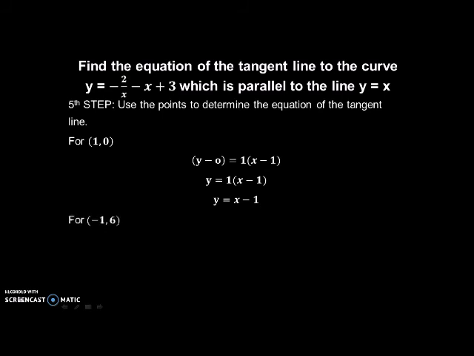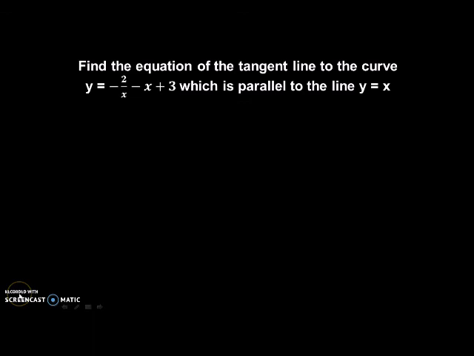So for negative 1, 6, y minus 6 is equal to 1 times quantity x plus 1. So we are going to transpose 6 in order to isolate y. So y is equal to 1 times quantity x plus 1 plus 6. So here it is, y is equal to x plus 1 plus 6. So we just need to add 1 and 6. So the equation of the other tangent line is y is equal to x plus 7.